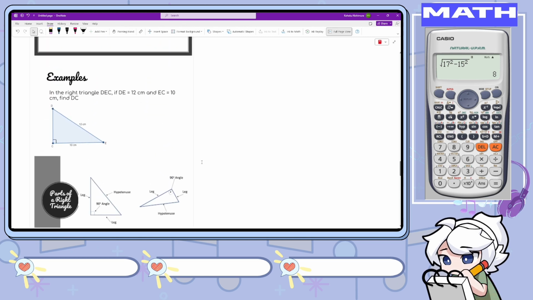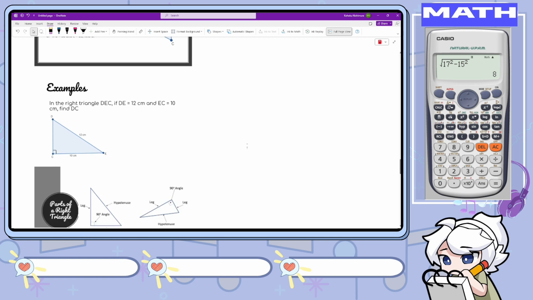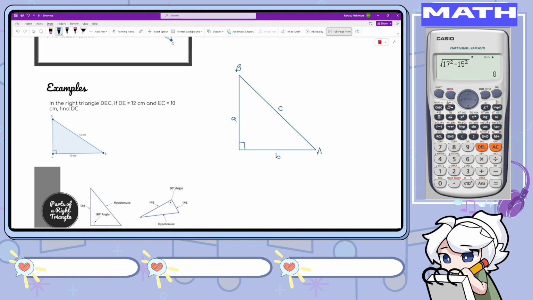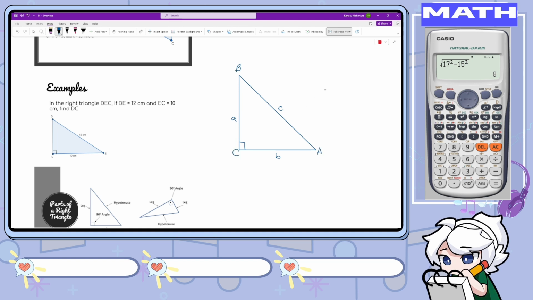Okay, here. Just for a recap, what the Pythagorean theorem states is that if you have C as your hypotenuse and A and B as your legs respectively, the square of the hypotenuse C is equal to the sum of the squares of the two other legs. If indeed this is true, then you will form a right triangle.